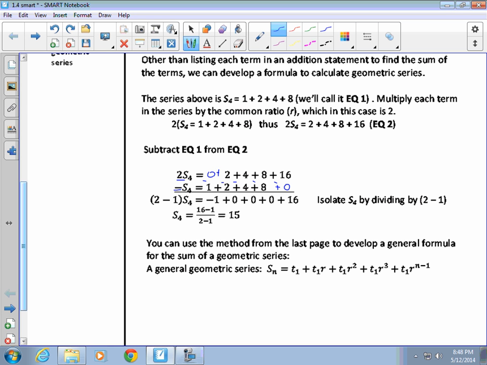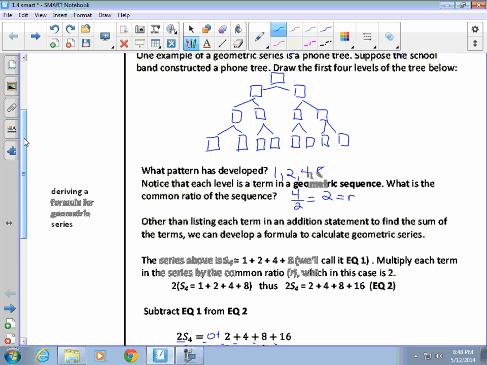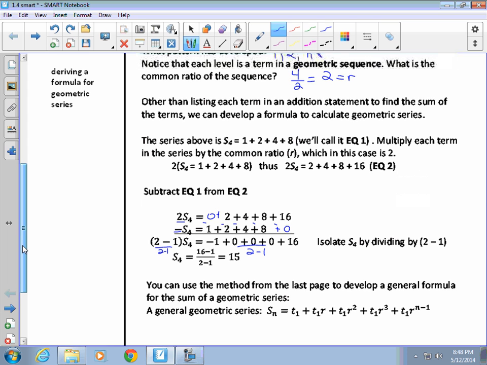If I isolate S4, I divide each side by 2 minus 1. So 16 minus 1 over 2 minus 1 is just equal to 15. If I look back at my phone tree and count up these, I've got 1, 2, 3, 4, 5, 6, 7, 8, 9, 10, 11, 12, 13, 14, 15. So by doing these 2 little equations, I was able to come up with how many without actually counting them.